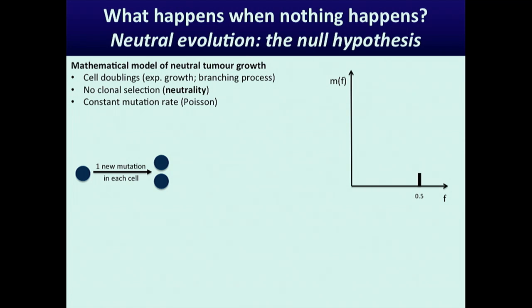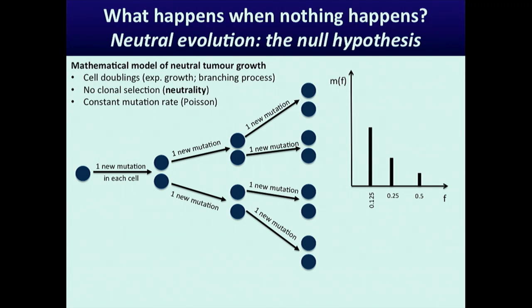So we can draw a graph of this and start to look at the predicted variant allele frequency spectrum under this neutral model. In the next round of divisions, say there are more new mutations. There are now 4 new mutations in our population. They're all at frequency a quarter, and so on and so on. The next round of division, 8 new mutations, all at frequency an eighth, and so on. And you can see you get a characteristic curve under this neutral model of ever more mutations at ever lower frequency as the tumour grows.